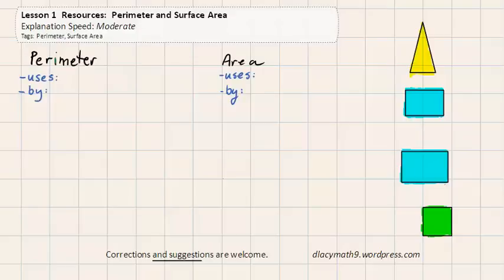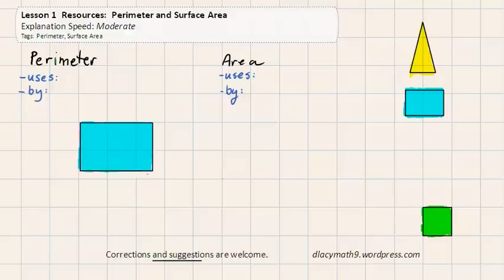Lesson 1, Resources, Perimeter and Surface Area, understanding how we can use shapes so that they can be used when we do our algebra. Let's begin by taking a rectangle. I just want to bring it up here and resize it to a convenient scale.